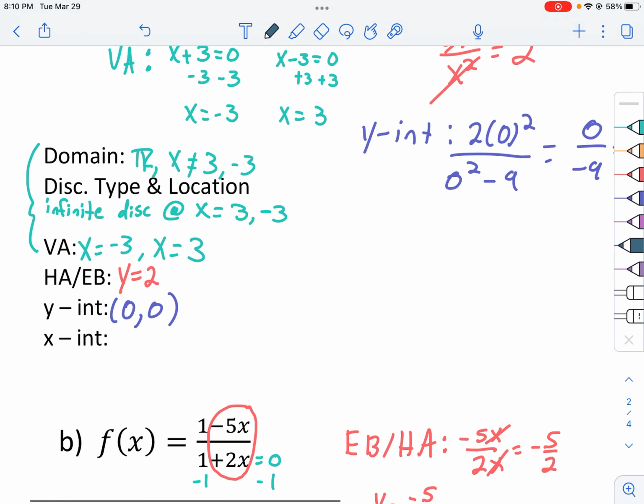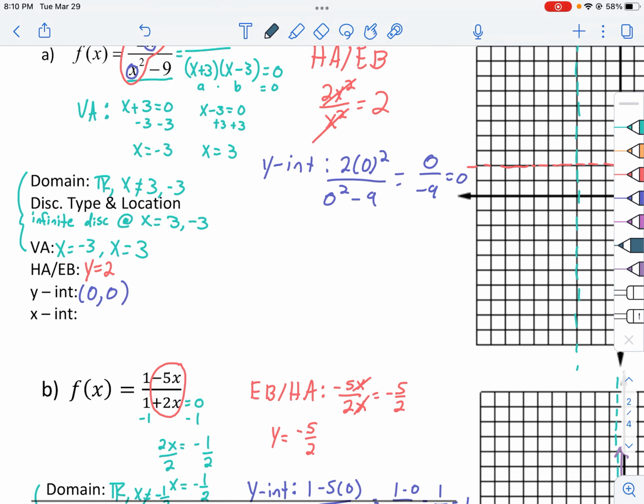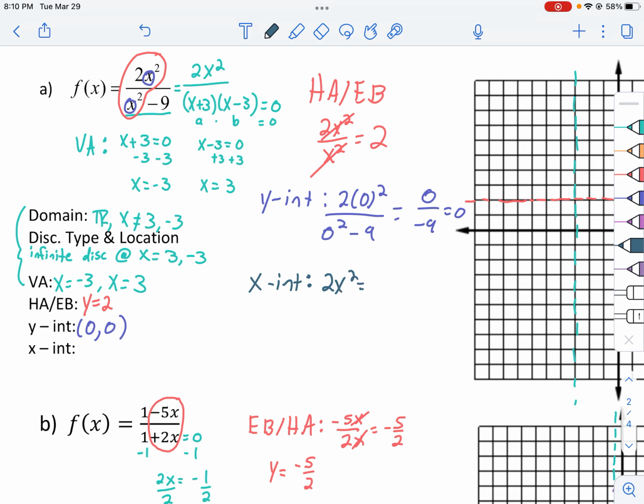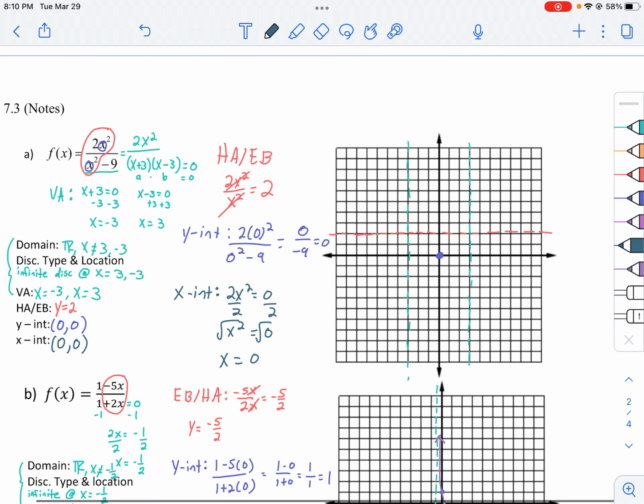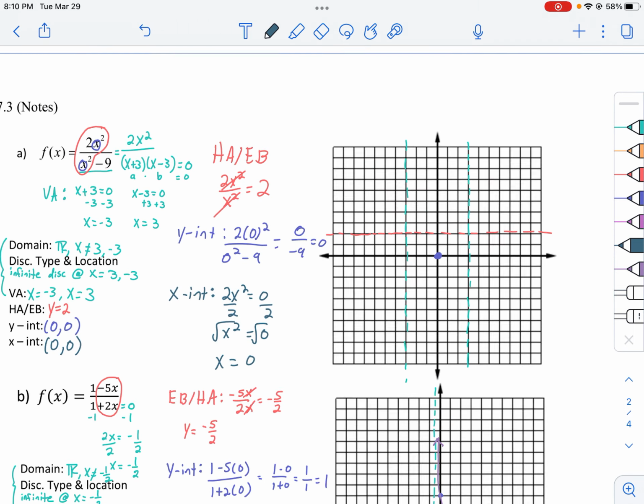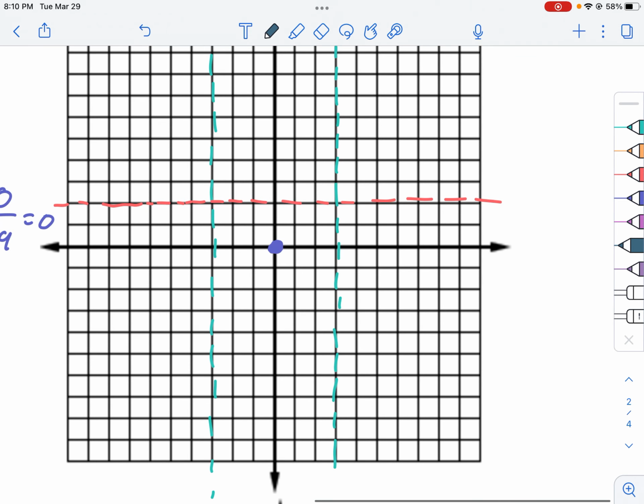X-intercept then. The origin is a y-intercept. It's also an x-intercept, right? But to find the x-intercept exactly, we set the top, so 2x squared equal to 0. When we solve for x here, we can see again that x is just equal to 0, so our x-intercept is also 0, 0. So we filled out all of that information like it asks us to, but we only ended up with 1 point. So this question is a little bit more difficult because of that, right?